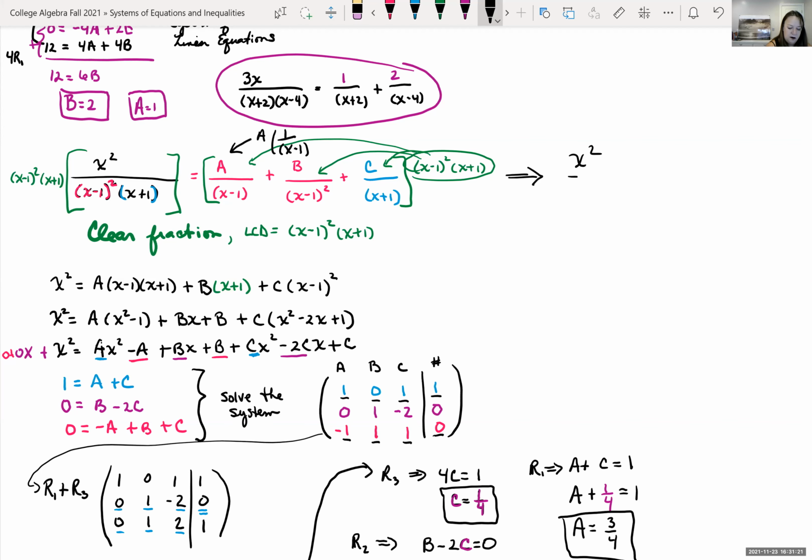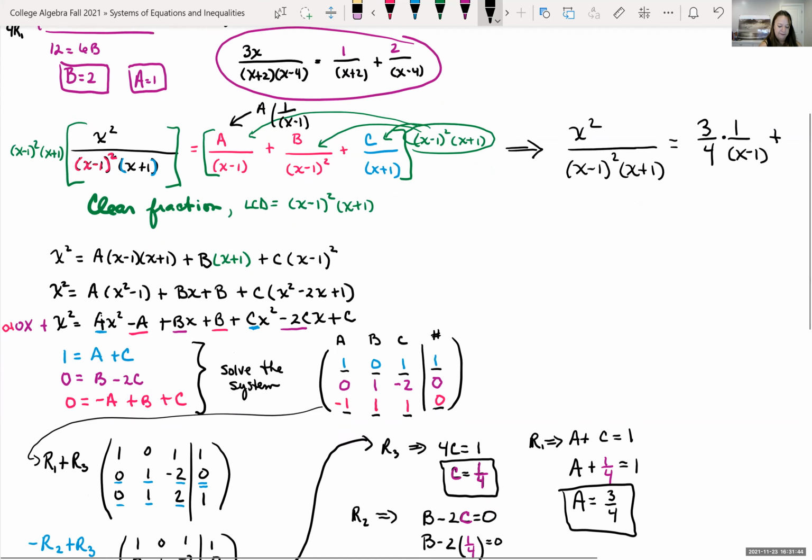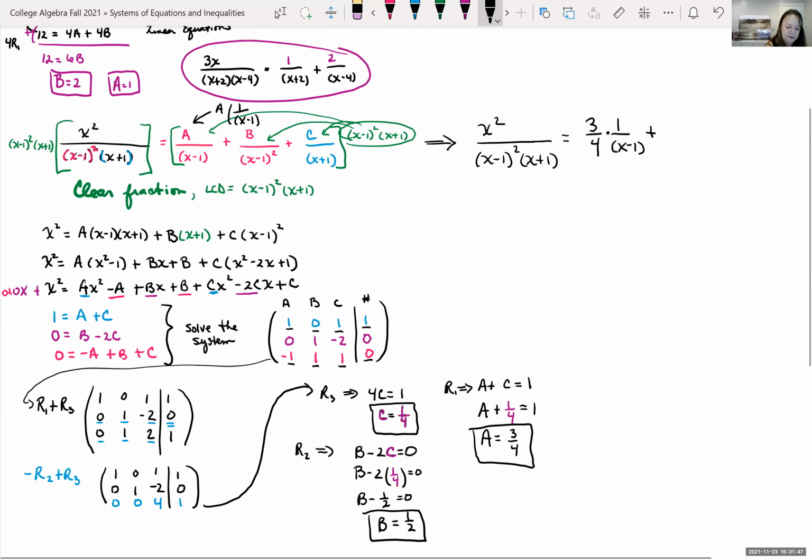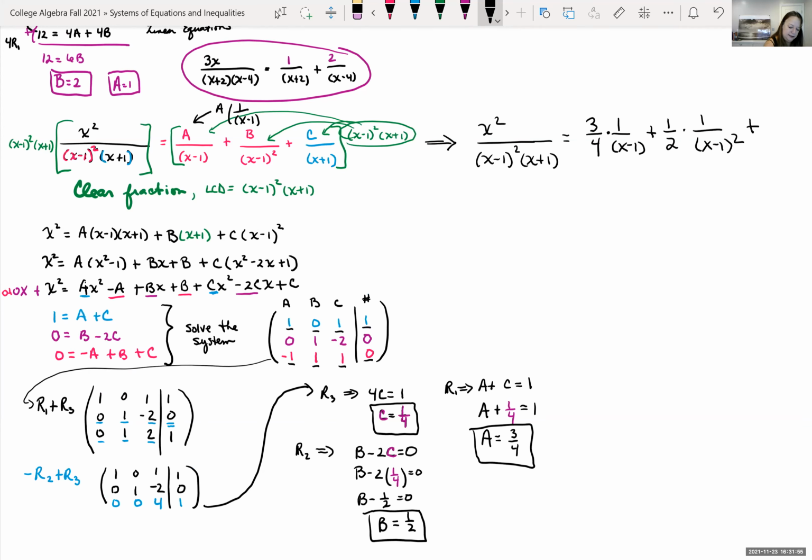So from here, our original x squared all over x minus 1 quantity squared times x plus 1 in that denominator is equal to our A value, which is 3/4 times 1 over x minus 1, plus our B value. B was 1/2. So plus 1/2 times 1 over x minus 1 quantity squared, plus C. C was 1/4 times 1 over x plus 1.